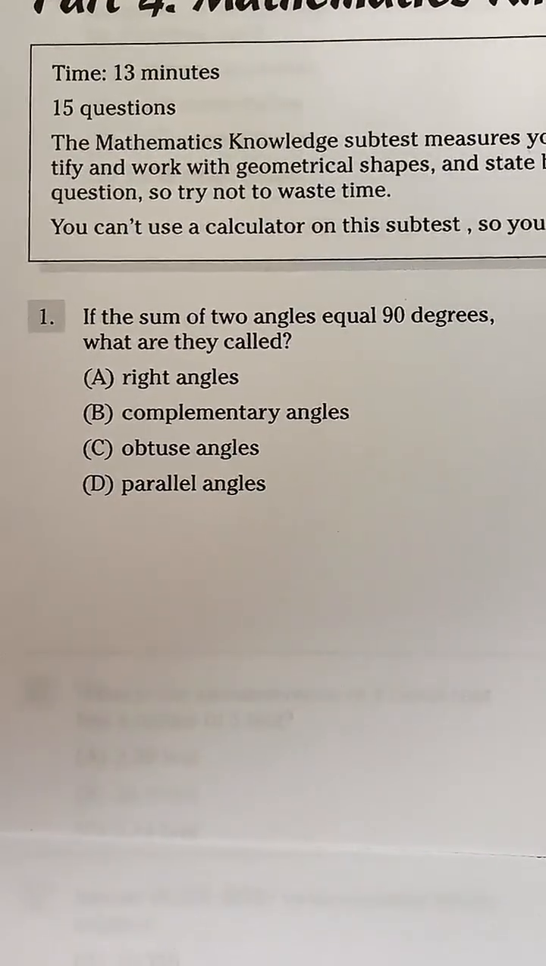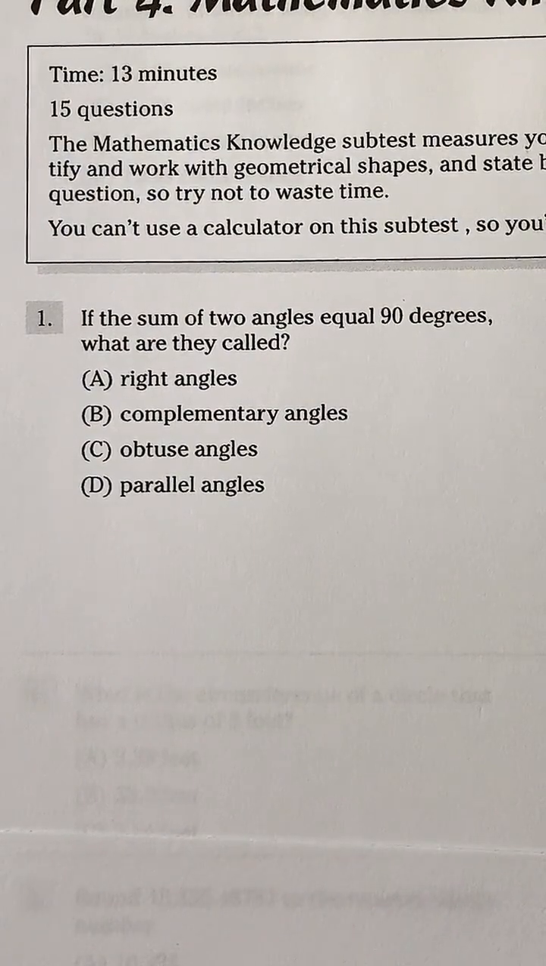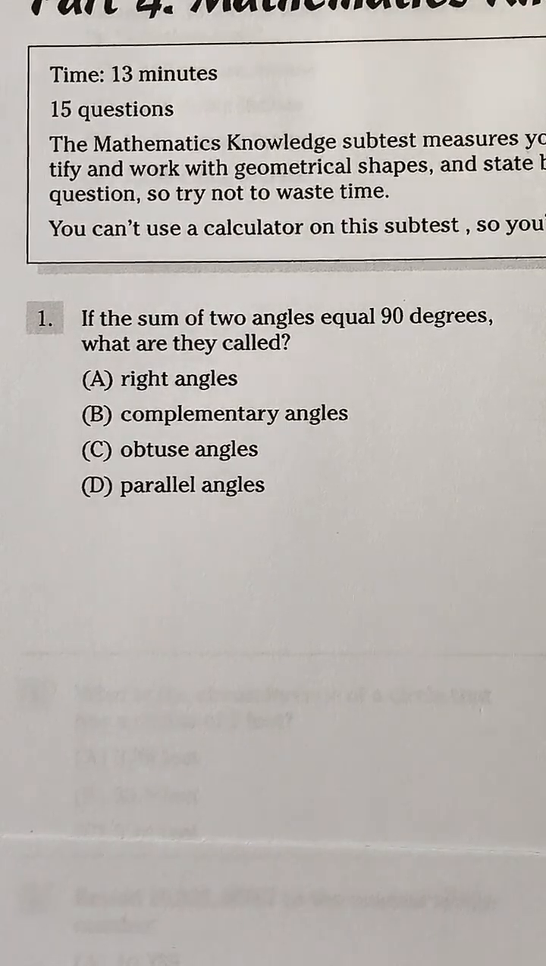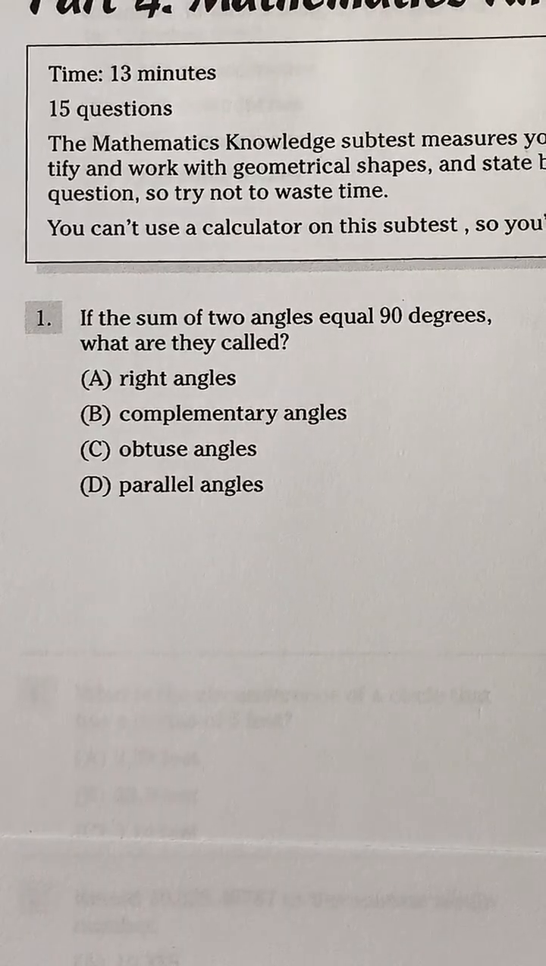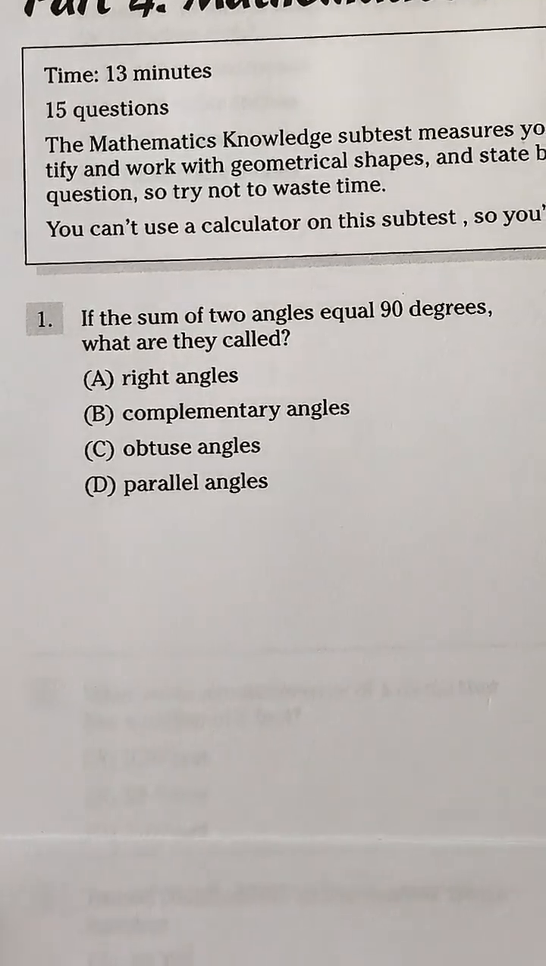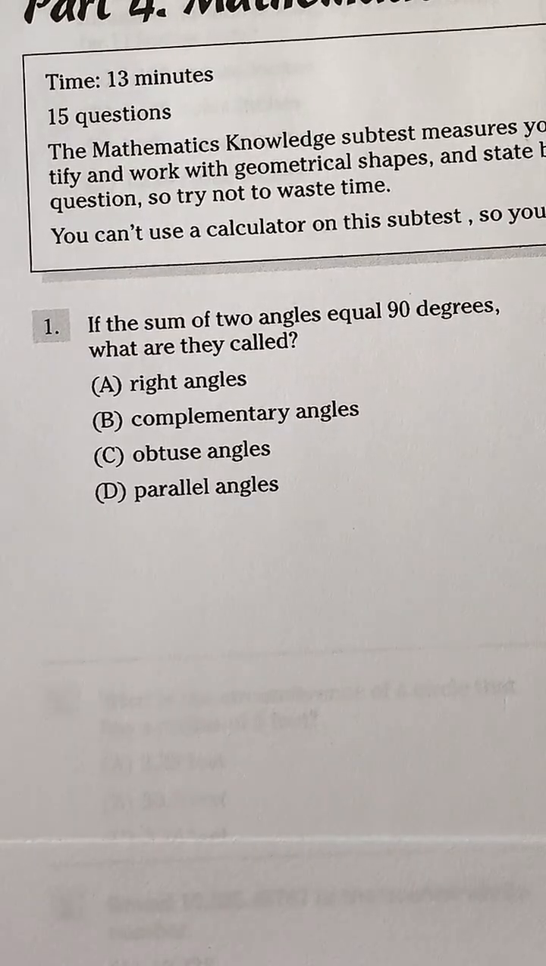So here we go. So number one, if the sum of two angles equals 90 degrees, what are they called? Are they A, right angles, B, complementary, C, obtuse angles, or D, parallel angles? So if the sum of two angles equals 90 degrees, what are they called? A, B, C, or D? Go ahead and put that right into the chat. This is all we're going to be doing.